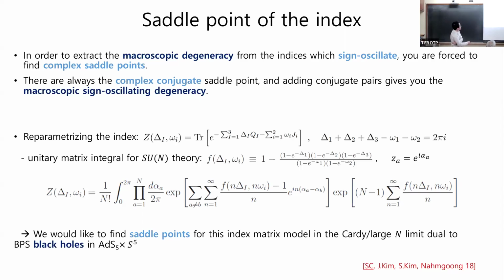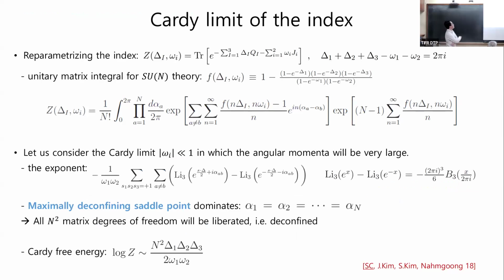And the different thing is that now the single-letter index is refined as this. So you have a holomorphic derivative contribution, and this is coming from the scalar elements, and so on. And we would like to find saddle points for this index matrix model in the Cardy or original limit, which goes to BPS black holes in AdS5 times S5. Yeah, this is our formula.